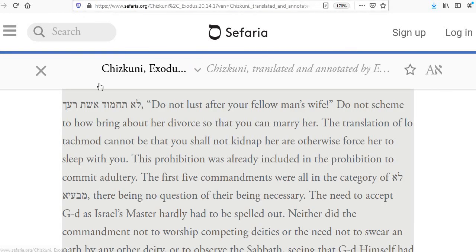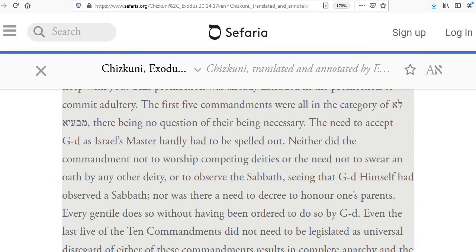However, here's a source that implies or tells you that this is something that the Gentiles already did. And it covers some of the other things as well. Do not lust after your fellow man's wife. Do not scheme to bring about her divorce so that you can marry her. And it goes on. The prohibition was already included in the prohibition to commit adultery, which is part of the 7. We saw adultery was part of the original 7. Adultery and sexual immorality.